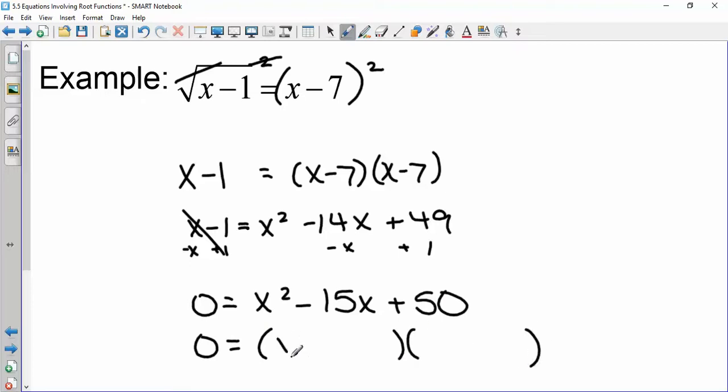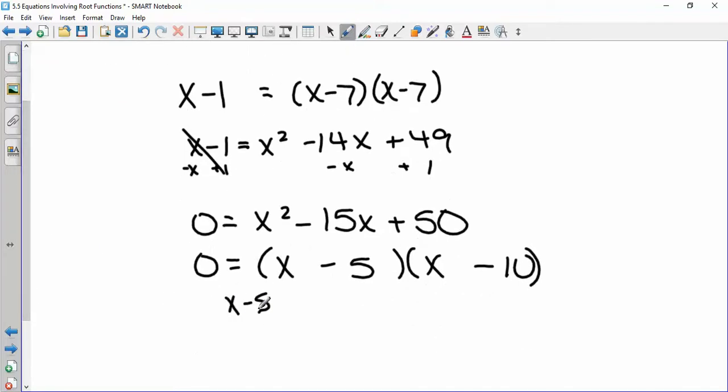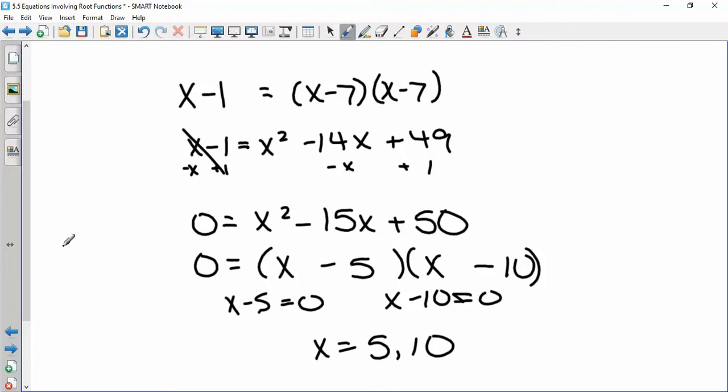So then we can do box method. x squared breaks into x and x. What multiplies to positive 50 and adds to negative 15? Negative 5, negative 10. Okay, so if we set each of those equal to 0, we get positive 5 and positive 10. Am I done? No. We have to check it.